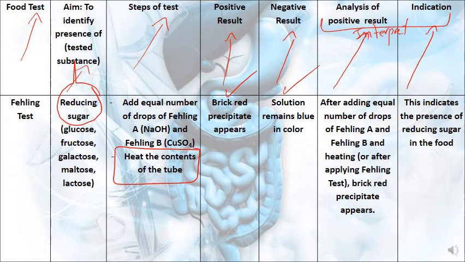So after adding equal drops of Fehling A and Fehling B and heating the food, or you can say after applying Fehling test, brick red precipitate appears. What does this indicate? This indicates the presence of reducing sugar. So this is for Fehling test. Whenever we have brick red precipitate, this means that we have reducing sugar. Analysis, we can say after applying Fehling test, or after adding equal drops of Fehling A and Fehling B.